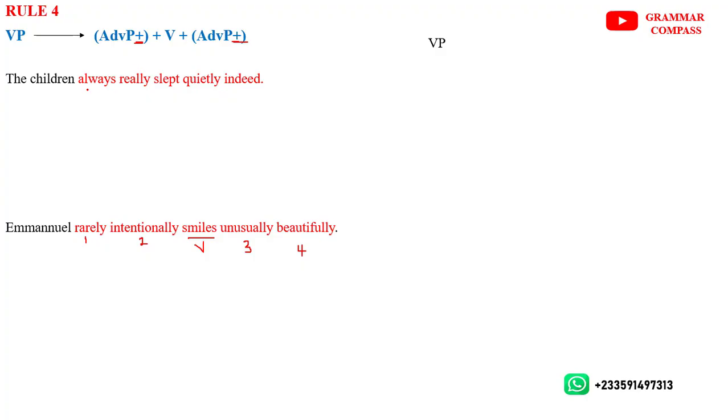Let us draw the tree diagram for always really slept quietly indeed. This is going to generate a verb phrase. This verb phrase contains an adverb phrase as a modifier. The first adverb phrase is our adverb. It consists of only one adverb, that is always. So we are done with always. Now the next adverb phrase is really. Really is an adverb phrase which is also modifying the head. So we draw another branch to represent really, and this adverb phrase consists of only one adverb, that is really.